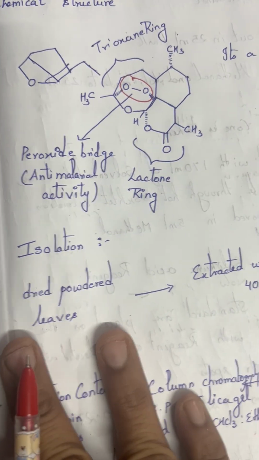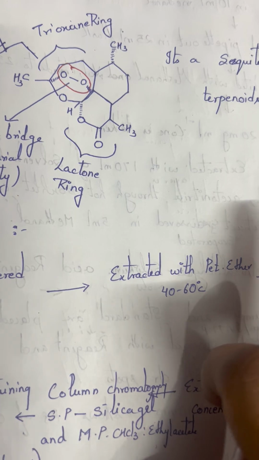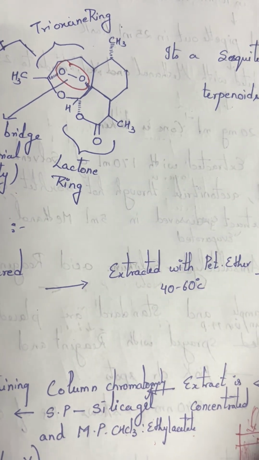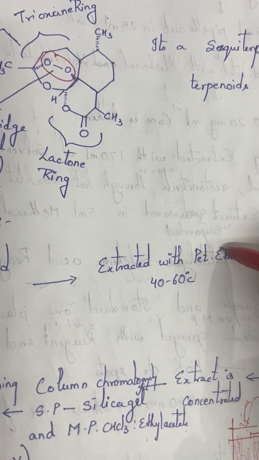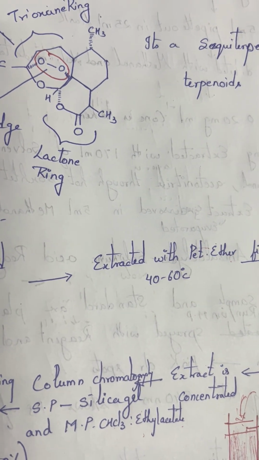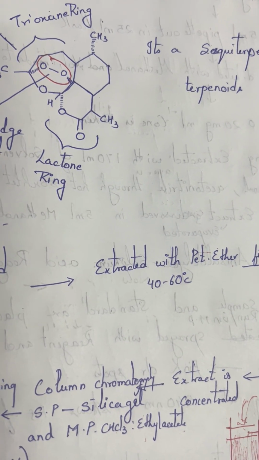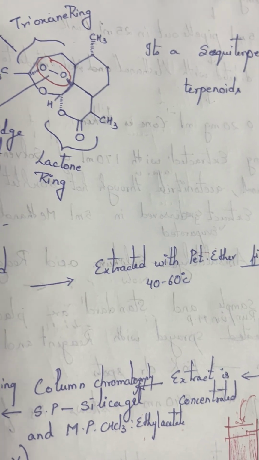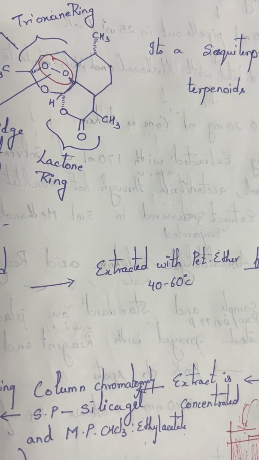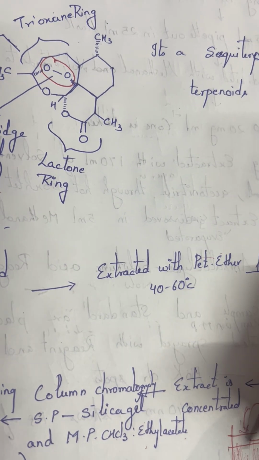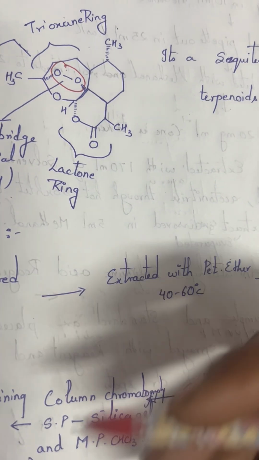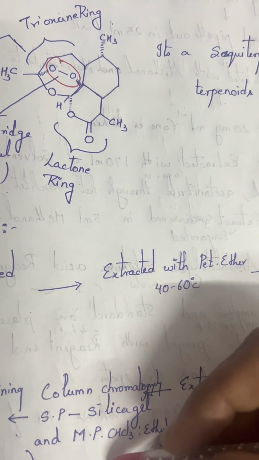Firstly, you take the powdered leaves, then you extract with petroleum ether at 40 to 60 degrees centigrade, then you filter it. When you filter it, you get the petroleum ether, right? That petroleum ether is concentrated under vacuum, and then chloroform is added, and to that chloroform you add acetonitrile, and then you get the extract. That extract is concentrated, and to that concentrated extract you do the column chromatography.